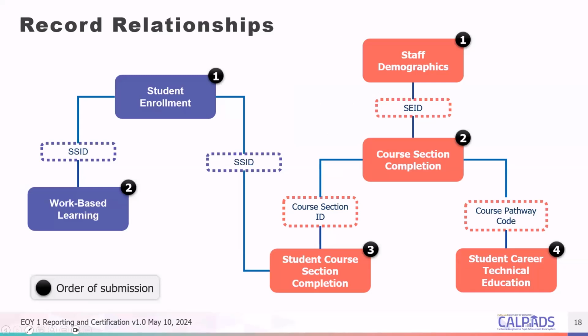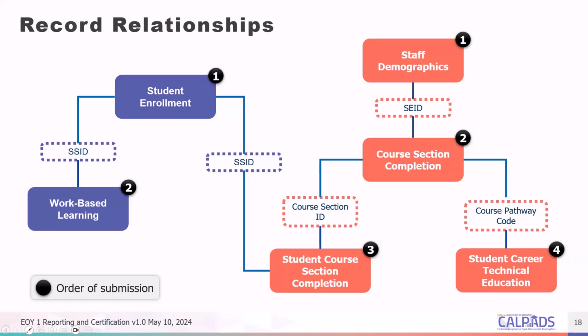Okay, there is a recommended sequence to the files that you submit to CalPADS in end of year 1, and it's based on the relationships between the records. The staff demographics, course section completion, student course section completion, student career technical education, and work-based learning files are all required for end of year one.